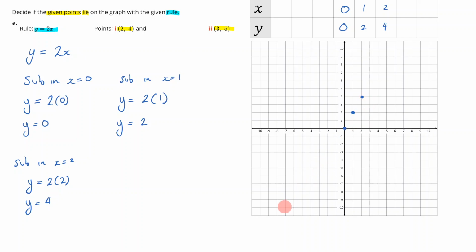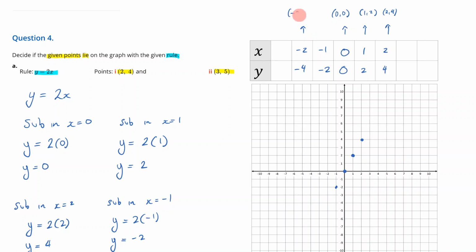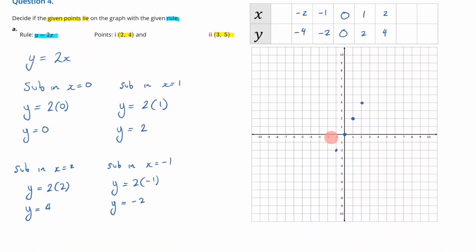And we can also go backwards as well, can't we? We could say, well, what's it going to be when x is equal to -1? So I'm going to sub in x is equal to -1, y is equal to 2 times -1. 2 times -1 is -2. So when it's -1, I get -2 out. And you can keep on going on this. So for instance, if I sub -2 into this, -2 times 2 is -4. So that's going to be the point -2, -4.